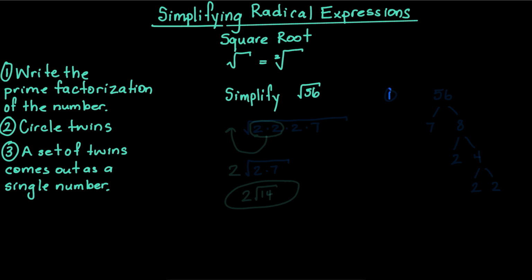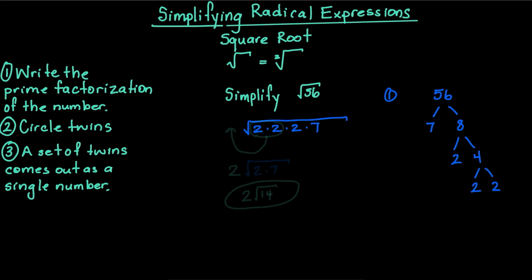So our first step is do the prime factorization of 56. We can start with any factor pair. I'm going to start with 7 times 8. 7 is prime, so that branch is done. 8 is 2 times 4. 2 is prime, so that branch is done. And 4 is 2 times 2. So I'm going to go over here, and I'm going to rewrite 56 as 2 times 2 times 2 times 7.